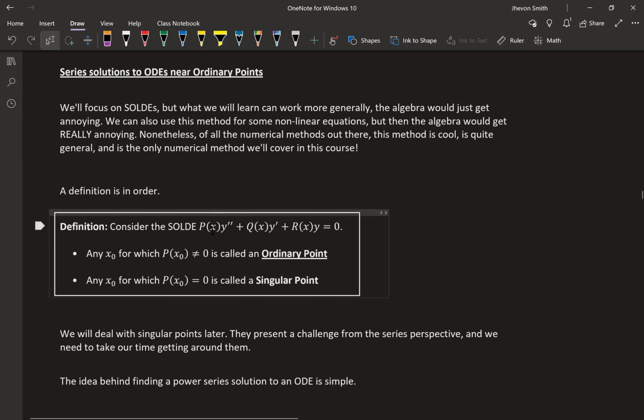An ordinary point is just a point that keeps everything continuous if you were to put it in standard form. That means the coefficient of the y double prime, any point that keeps it non-zero so that you can divide through by it to put it in standard form, that's called an ordinary point. Any point that makes that 0, that's called a singular point. And those guys you have to deal with very carefully. Ordinary points are a lot nicer though.